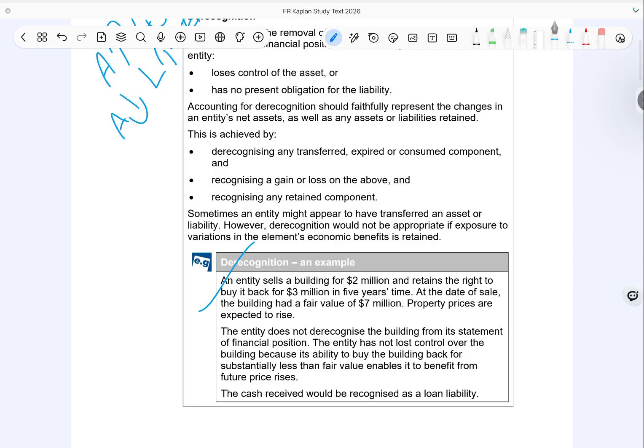There's another example of an important accounting principle. Always look at the economic substance of the transaction, not just its legal form.